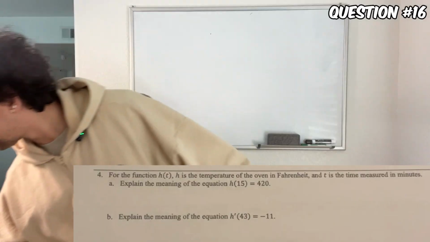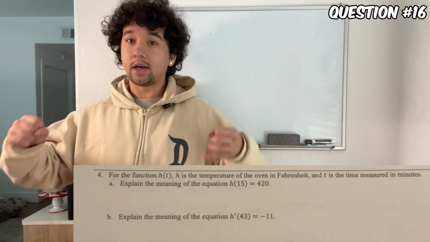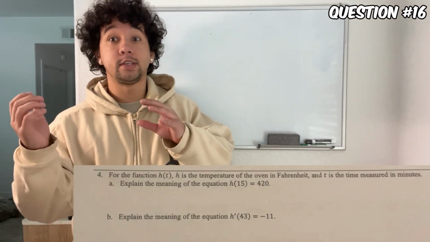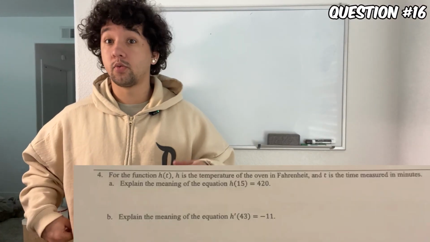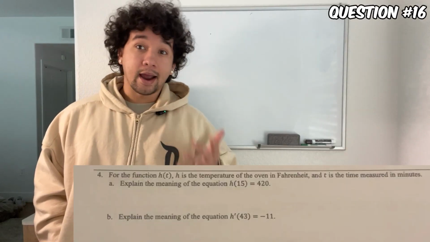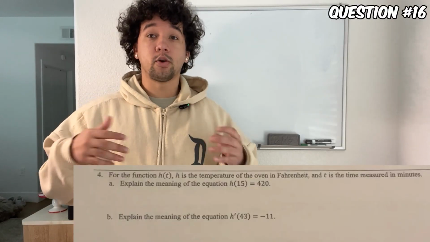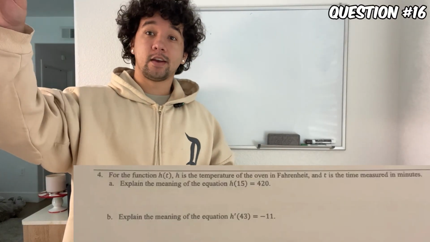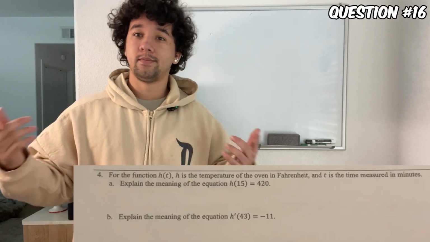The other one, h prime of 43 equals negative 11, is telling you this. It's telling you, okay, again, 43, but there's movement. There's movement involved. It's the rate of change. Derivative finds you the slope at an instantaneous point. So in other words, at 43 minutes, the degrees are decreasing at a rate of 11 degrees. It's not telling you that, hey, it is negative 11 degrees. It's just telling you that it's decreasing at a rate of 11 degrees. It's getting 11 degrees cooler. That's it.